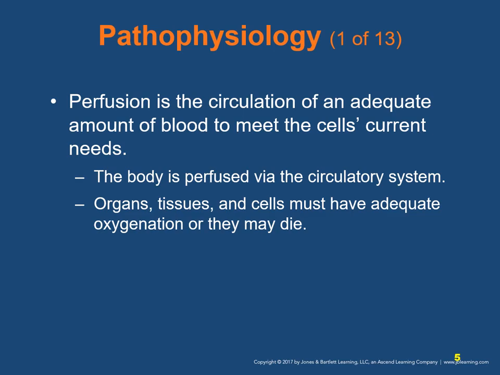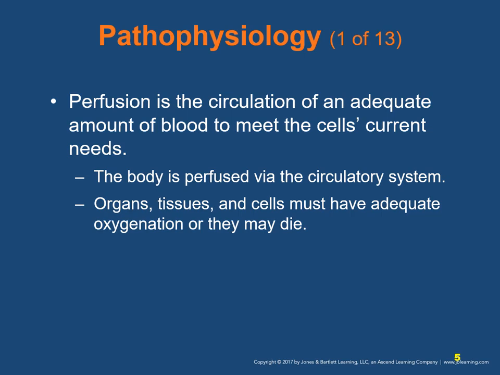Pathophysiology. Perfusion is the circulation of blood within an organ or tissue in adequate amounts to meet the cell's current needs. The body is perfused via the circulatory system. The circulatory system is a complex arrangement of connected tubes including arteries, arterioles, capillaries, venules, and veins. There are two circuits in the body, the systemic circulation in the body and the pulmonary circulation in the lungs.